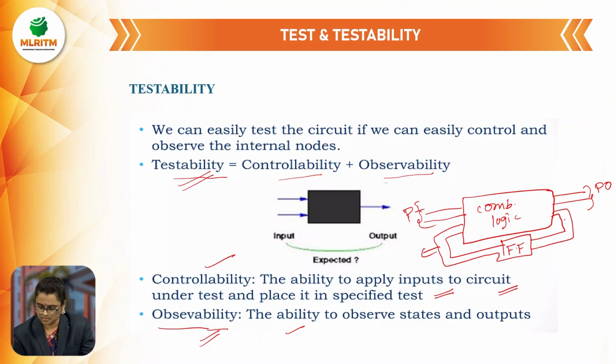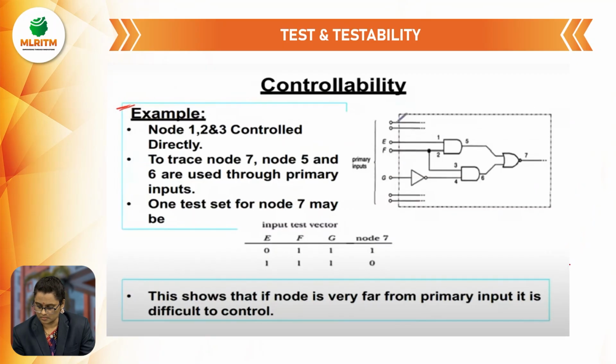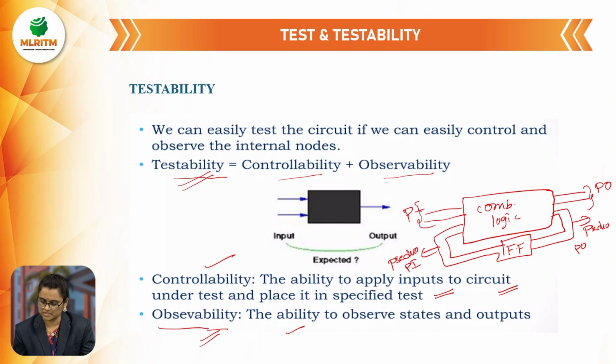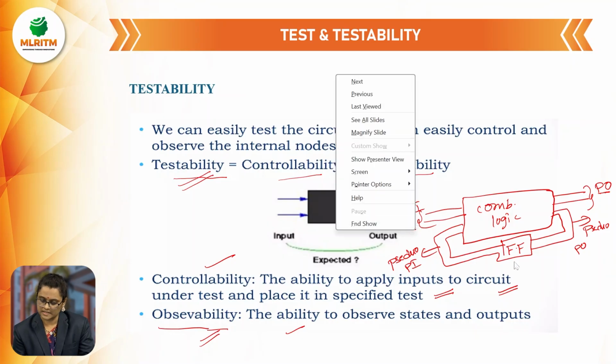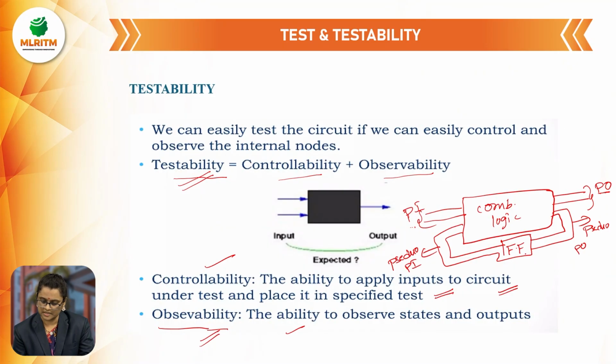So these are pseudo primary inputs and these are pseudo primary outputs. So these are the main inputs. To get the output, we can control these primary inputs, that is called controllability. And then coming to observability, observability is nothing but we can only check the functionality of the circuit. We can't control the circuit. We can observe the node, that is called observability.